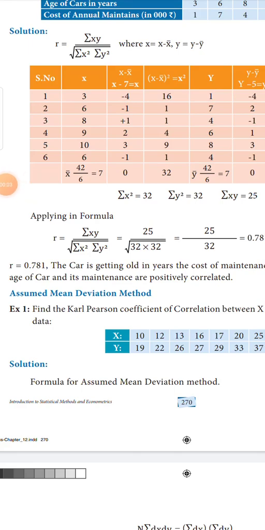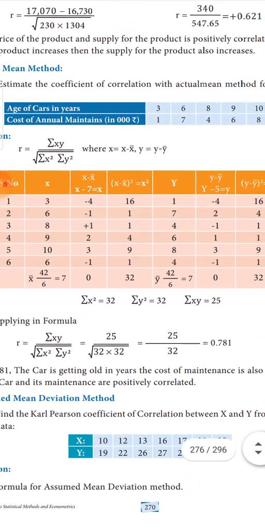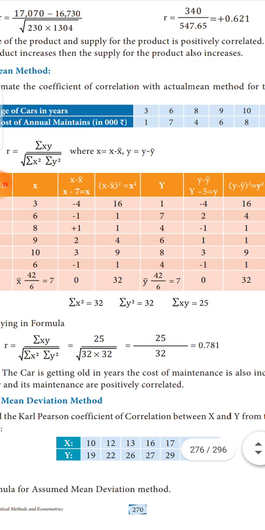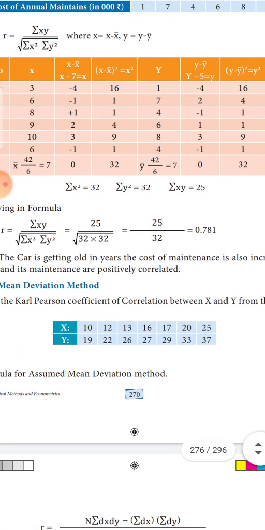See, in the last class, we learnt how to find the coefficient of correlation with the actual mean method. We understood what sort of correlation exists between the age of the cars and the cost of annual maintenance. And we arrived at an answer 0.781, which means as the age of the car progresses, the amount of maintenance of the car also increases. They are positively related to each other.